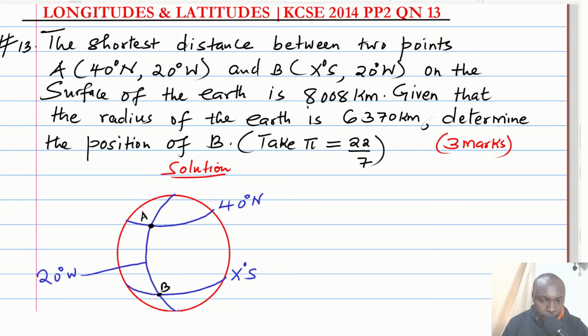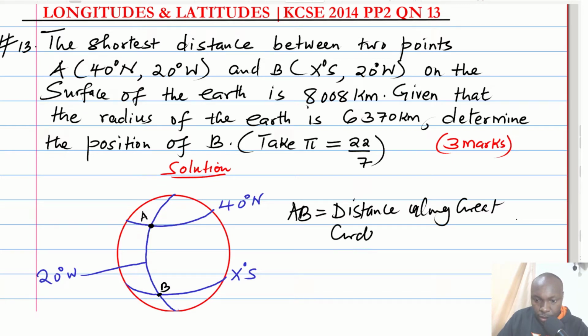Now, the first thing you're supposed to do is to identify that this is the distance AB. This is a distance along the longitude, and that is a distance along the great circle. Any distance along the longitude is a distance along the great circle.